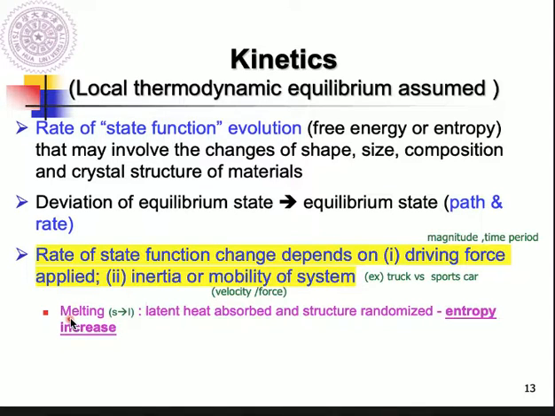The first one is the melting process. Melting means we have solid material, and after absorbing heat, this material becomes a liquid. You can see the structure is randomized. So what's the driving force in this case? You can consider the entropy increase as the driving force. And what's the inertia of the system?